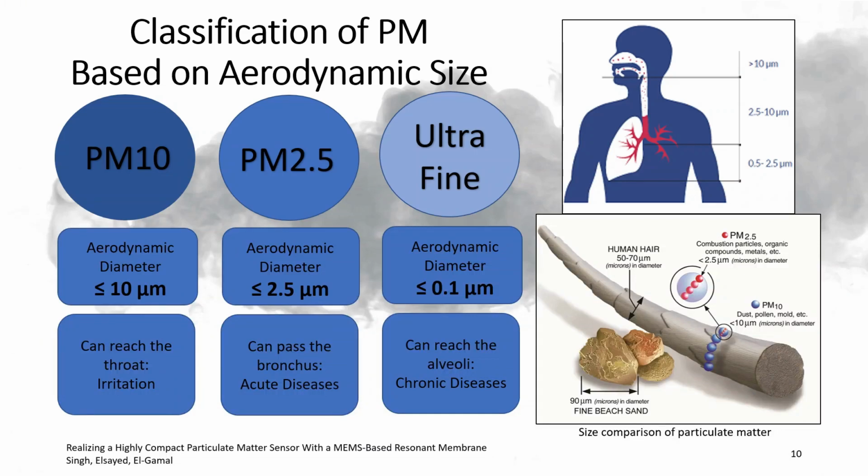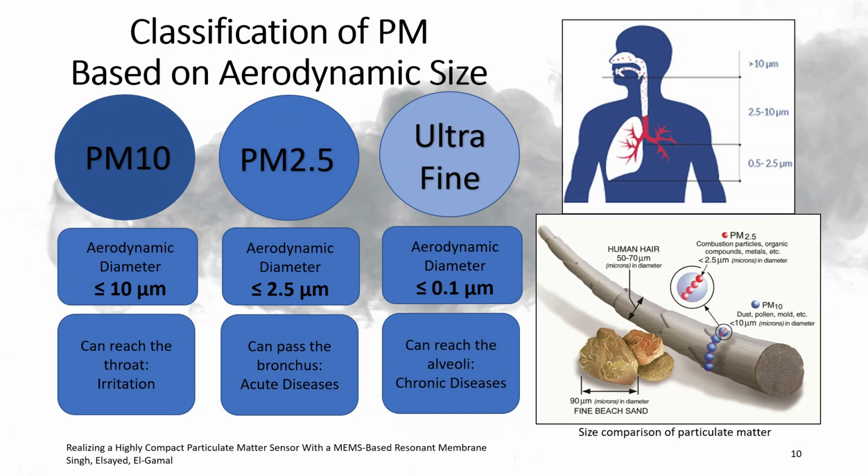Now based on their aerodynamic size, these particles can be categorized into three different categories. The first one is PM10. So these are the particles that have aerodynamic size less than 10 microns. Now these particles can reach your throat and can cause irritations. And the second category is PM2.5. They have their aerodynamic diameter less than 2.5 microns. They can reach your bronchus and they can cause acute diseases.